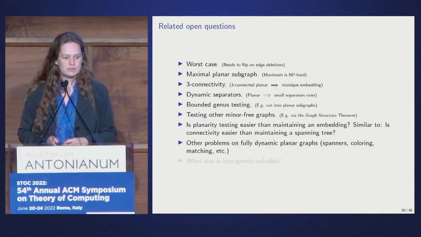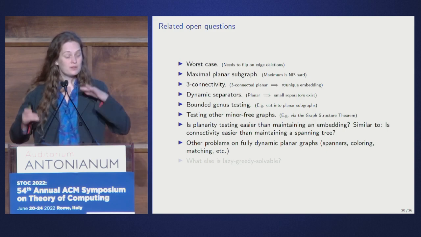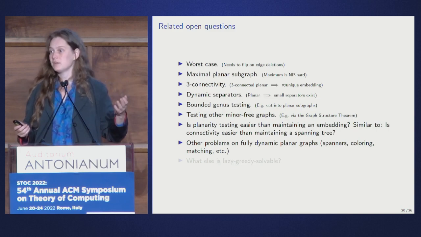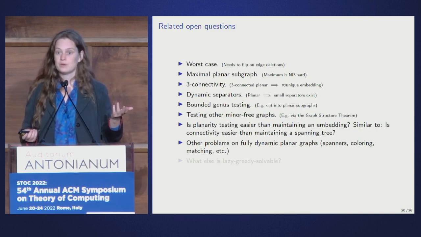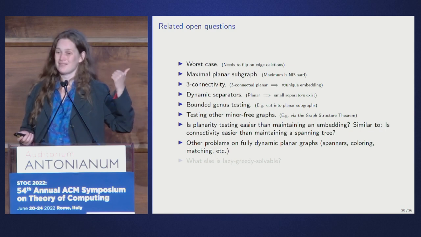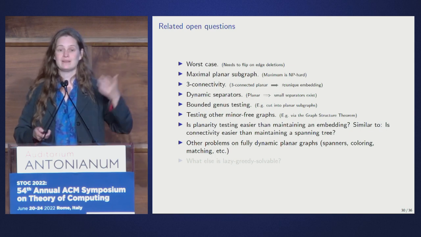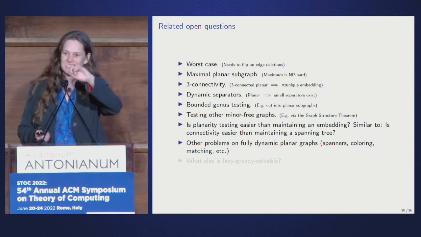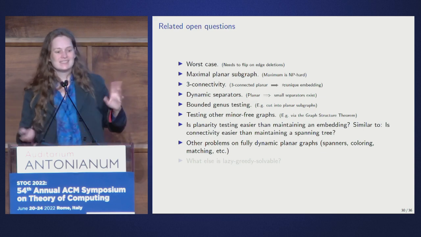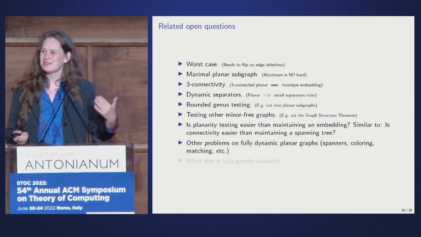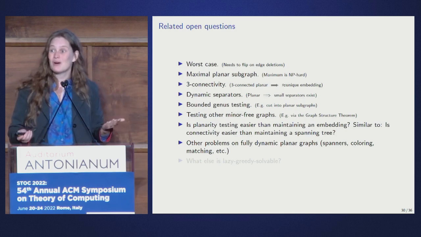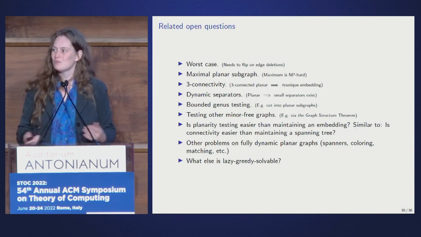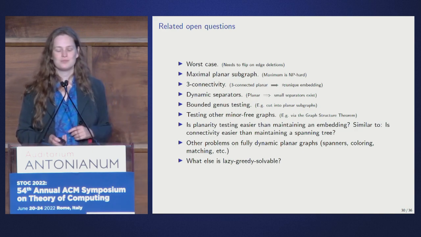Other problems. Another completely different thing is that sometimes planar graphs admit more efficient algorithms than general graphs. So now we know dynamically whether the graph is still planar. Can we then also maintain, I don't know, a six coloring of it dynamically? And the answer to that is no, but maybe there are some other questions about planar graphs that can now be updated. And this lazy, greedy thing, what else can it solve? I also want to know that, right.